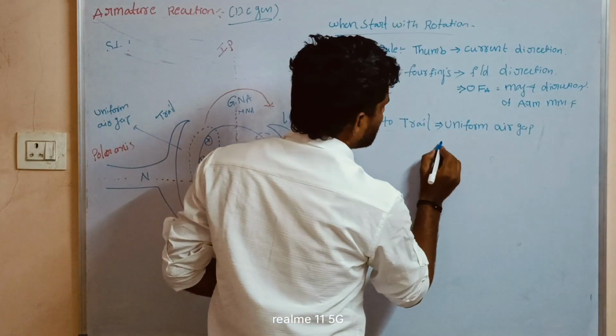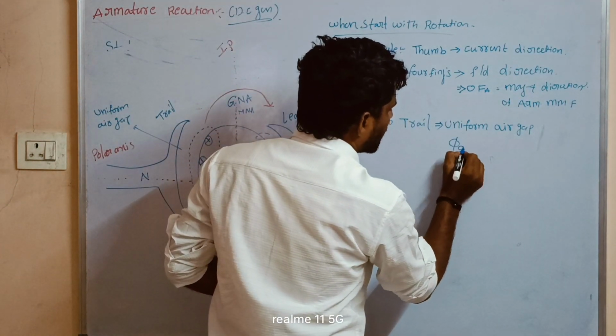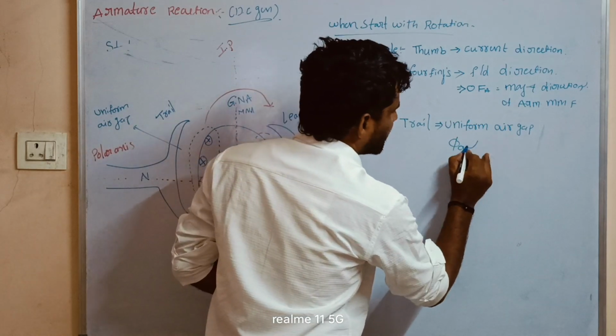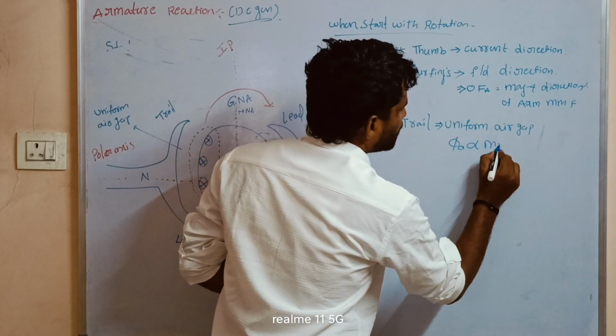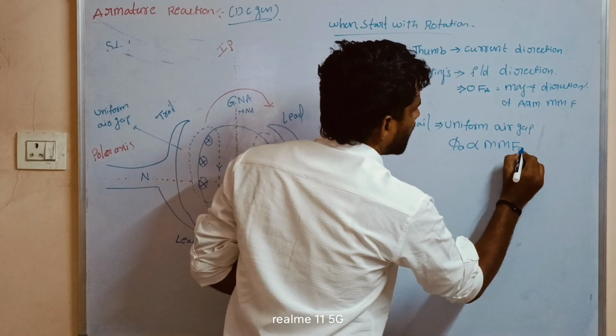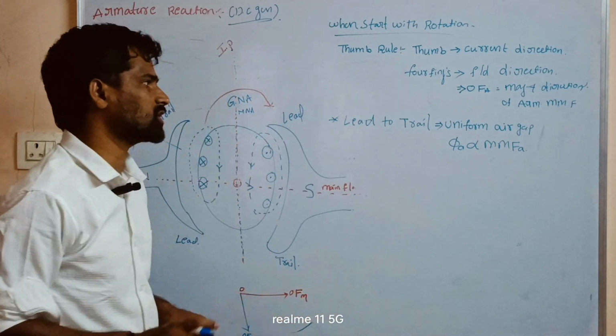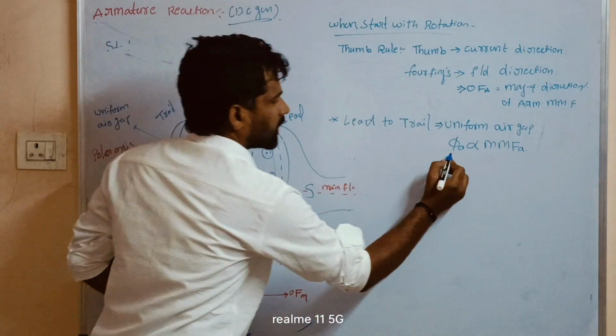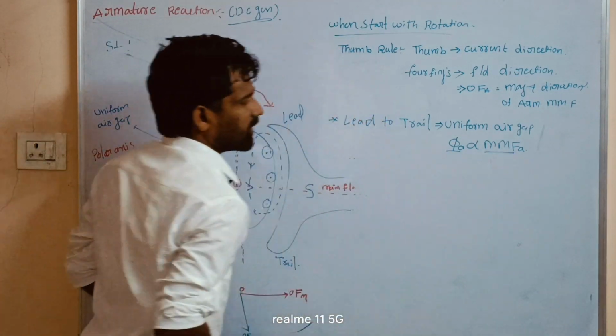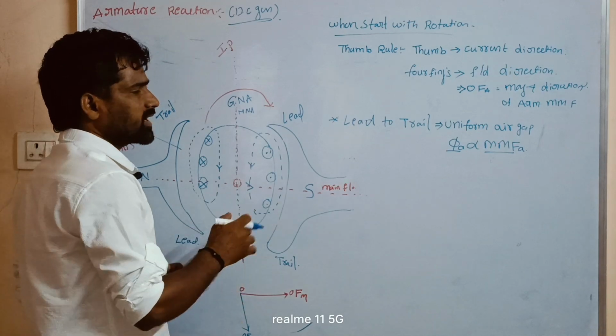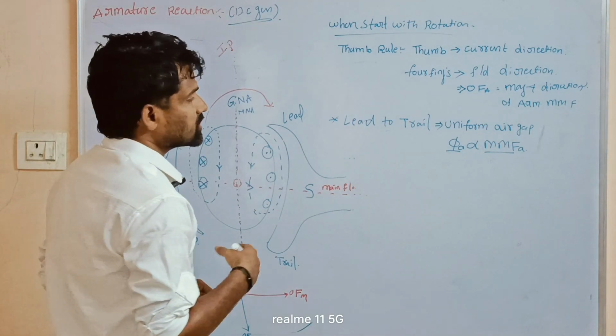What is the armature flux? The armature flux, phi a, is directly proportional to the MMF, the magnetomotive force of the armature. So there is no change of sign. Both the armature flux and the field magnetomotive force are directly proportional.